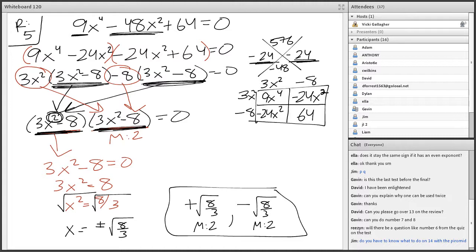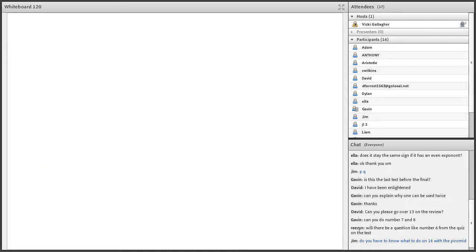Number 14 is the pyramid, and you need to be able to recreate the pyramid on your test tomorrow, because we're not going to give the pyramid to you. So you're going to have to be able to create it down to whatever row you happen to need.